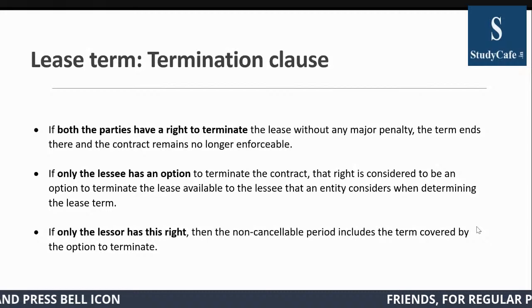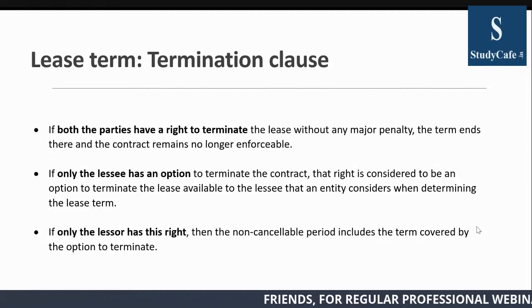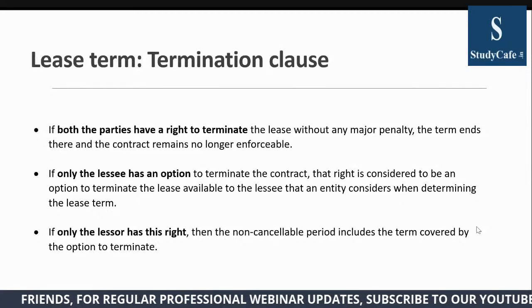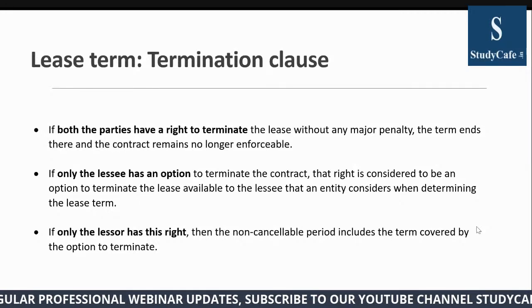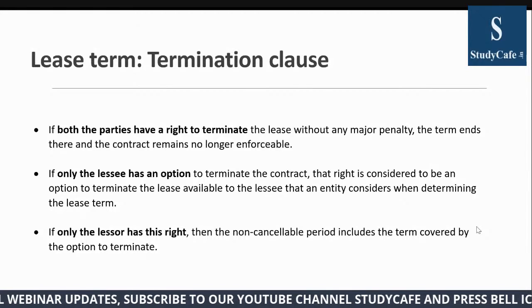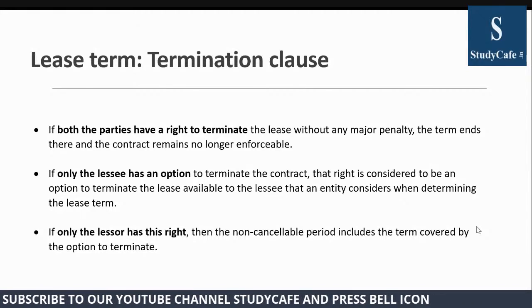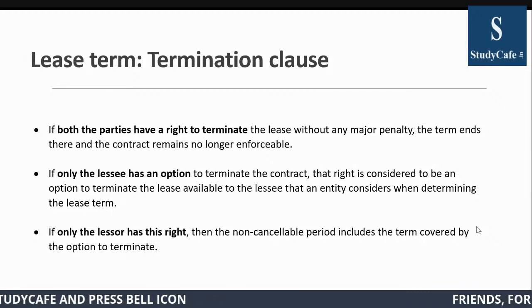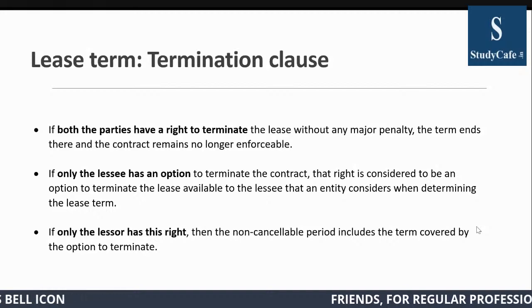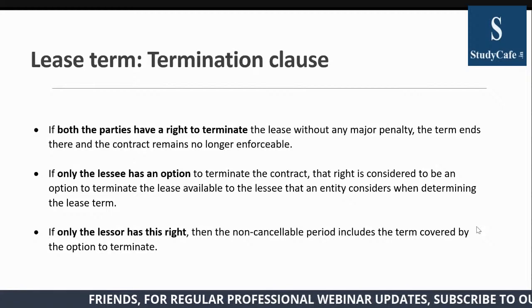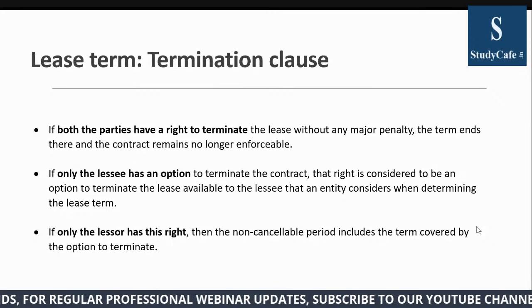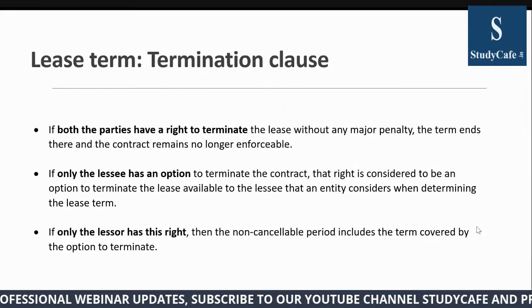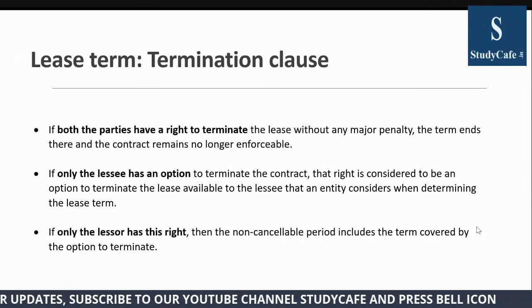Now, what happens if only the lessee has the option to terminate? So as we discussed, while determining the lease term, when there is a termination option with the lessee, it is required to assess if the lessee is going to exercise the termination option or not. If the termination option will be exercised by the lessee, in that case, the lease term will be for the period only till the termination rights become exercisable. Right.